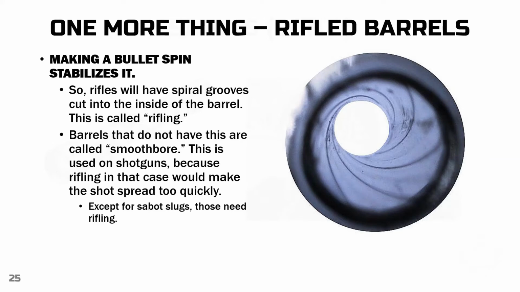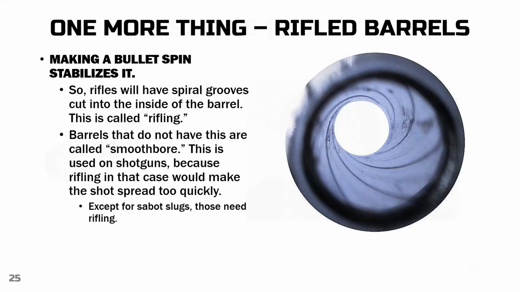So, one more thing, rifled barrels. Rifled barrels are a technique, I guess you could say, that stabilizes the bullet as it travels through the barrel and leaves it, so that it travels more straightly. If you've ever thrown a football, you know that if you spiral it, it throws a lot straighter than if you just throw without one. The spiral grooves inside the barrel are called the rifling. Barrels that don't have it are called smoothbore.